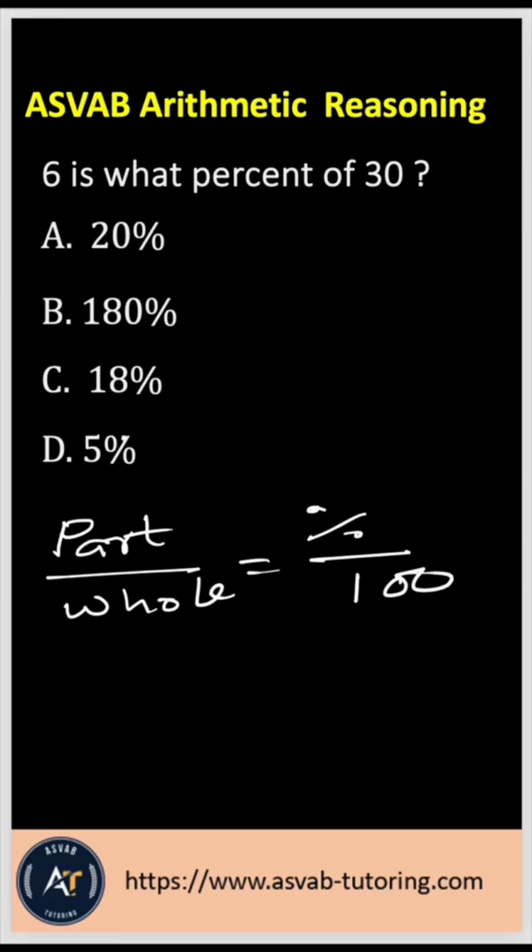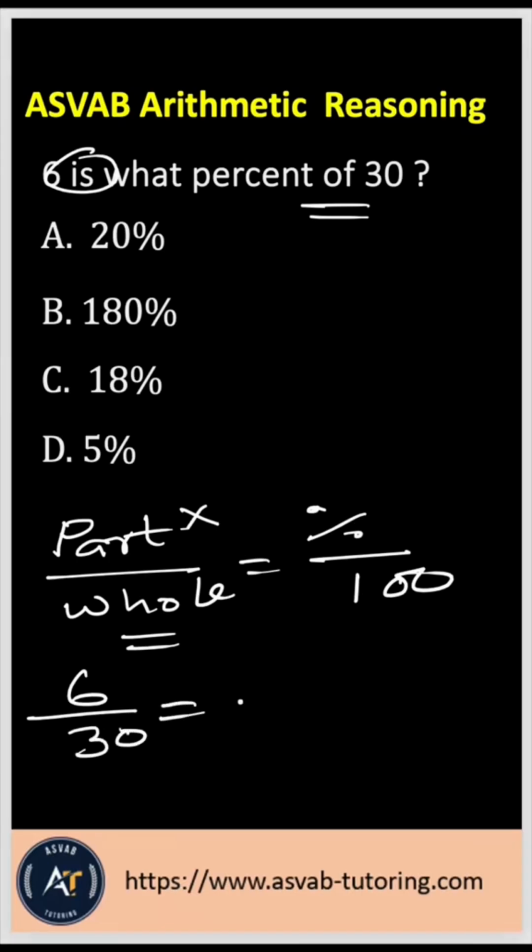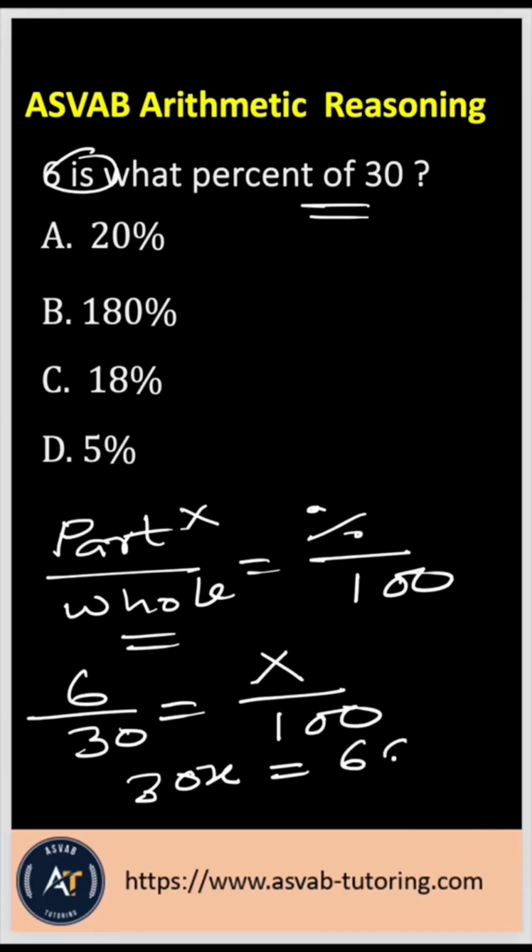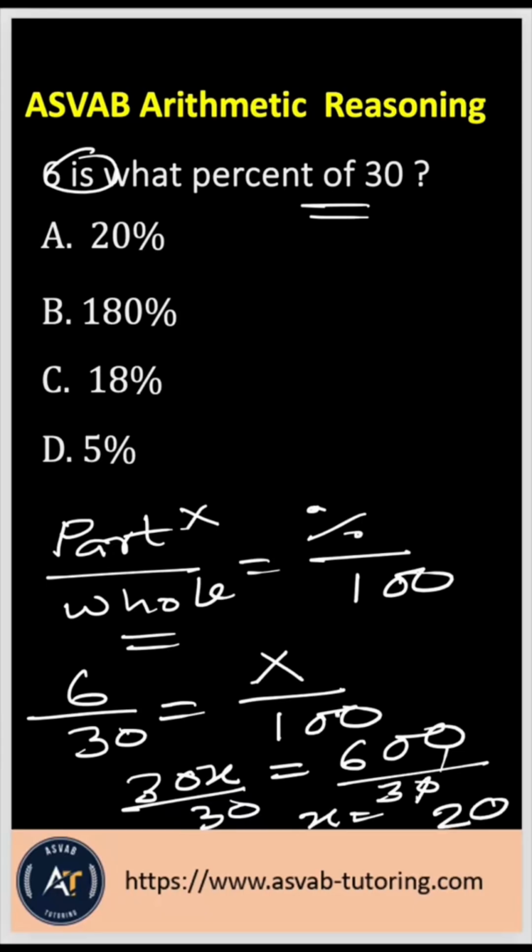Now which one should go where? "Is" means part, and "of" means whole. So plug in the values: 6 over 30 equals x over 100, where x is the percent. If you cross multiply, that gives you 30x equals 600. Divide both sides by 30, so that gives you x equals 20. So the correct answer is 20%.